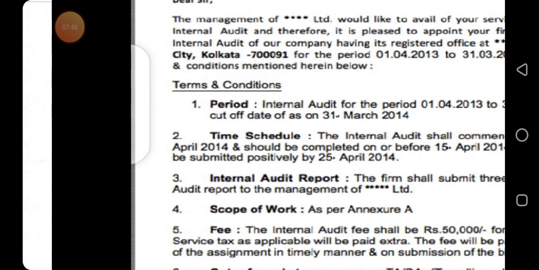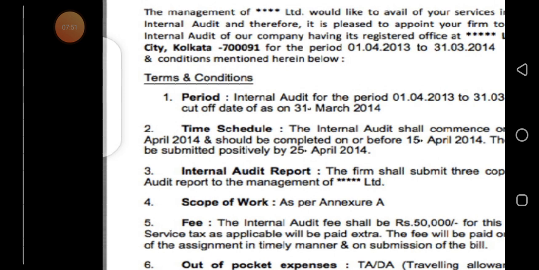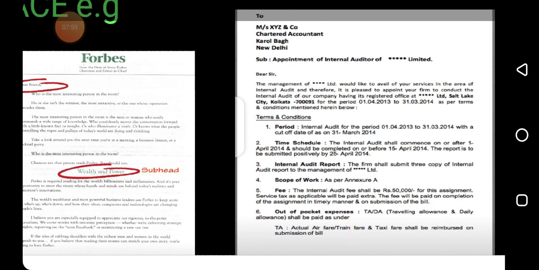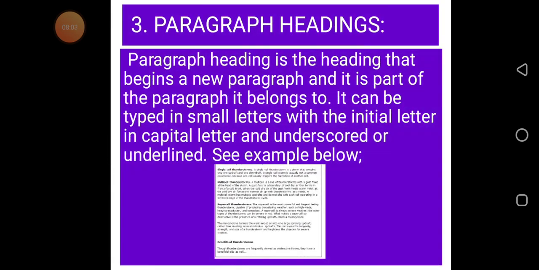You see it aligned. Okay, it's aligned, and you leave a space, a line, before you start writing it. So this terms and condition is another example of a subheading. So having said that, let's go. We can have types of subheading. One, we have the paragraph headings.